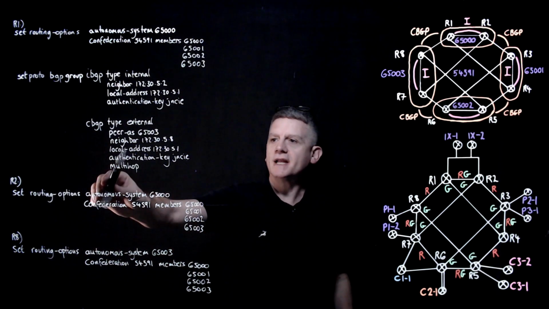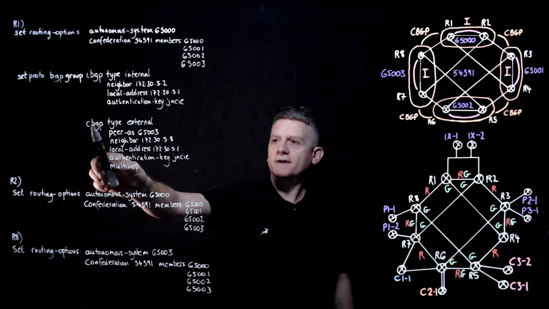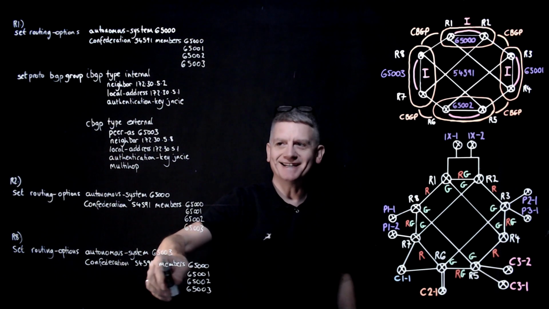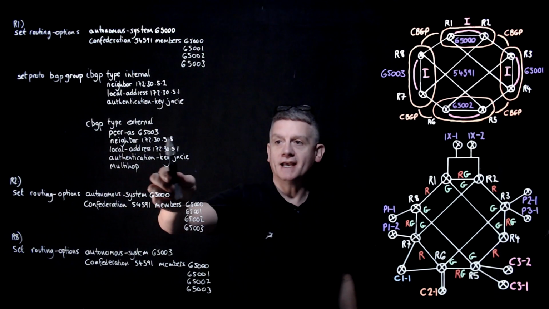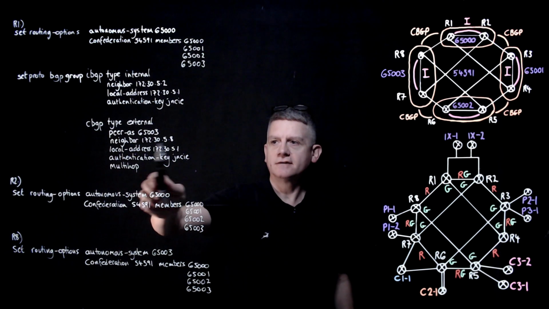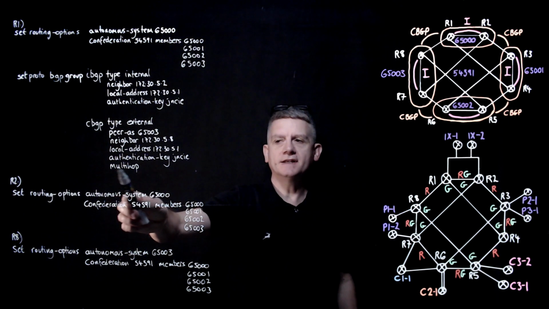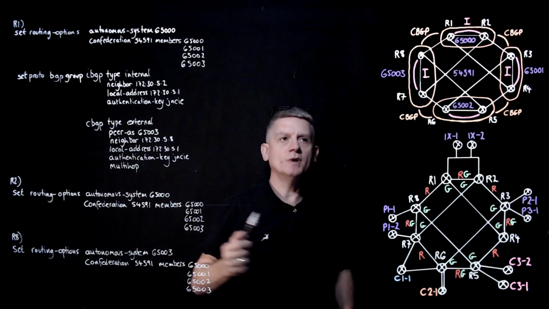Now, on the actual neighbor here, we're running Confederation BGP, type external, peer AS, which is the mini AS number. We've got the neighbor, which is router 8, local address, we've got the authentication, and in this case we've got multi-hop. And I'll just have a word about that.